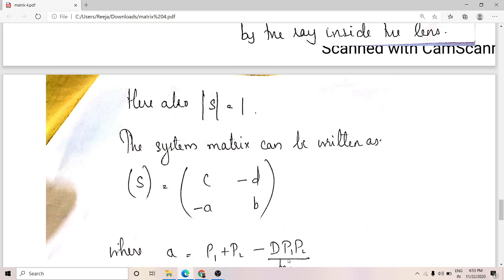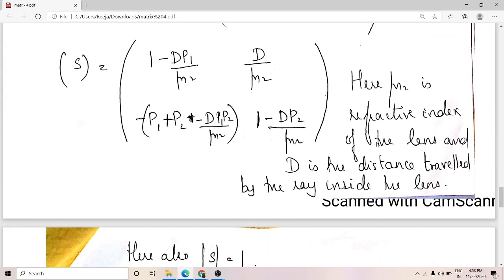So I think the representation of the system matrix, and how you get the system matrix for a particular case, is clear to all of you.